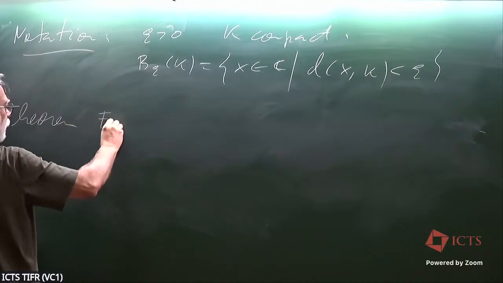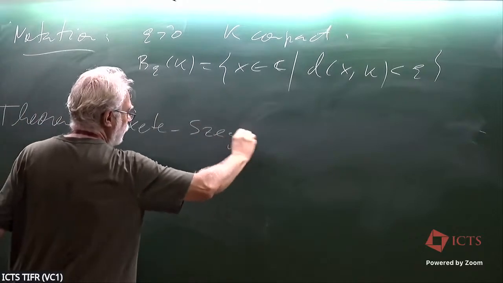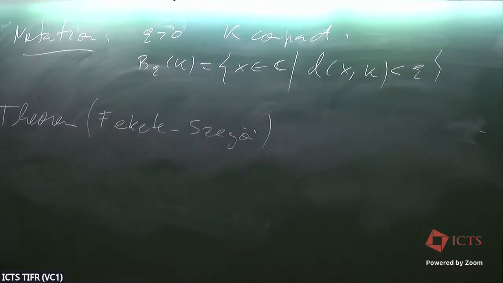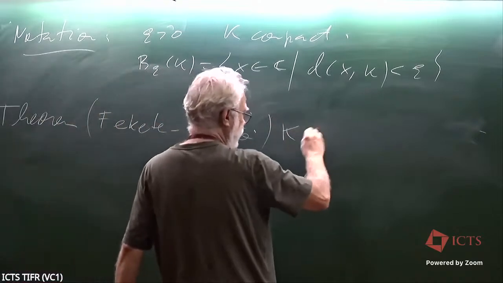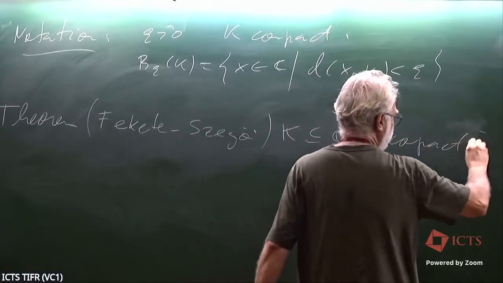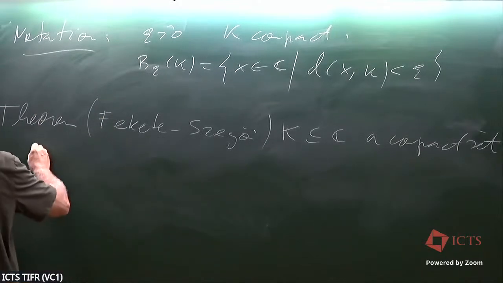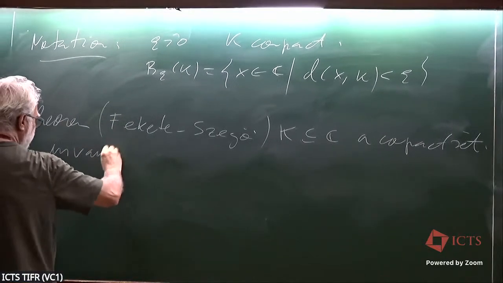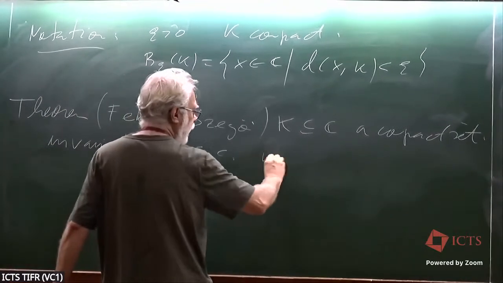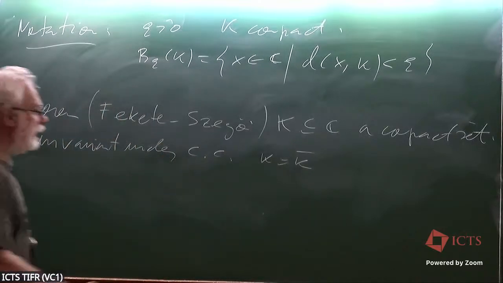by Fekete-Szego, that tells me the following thing. So if I have K inside C, a compact set, which is invariant under complex conjugation, so I need that K is equal to K bar in the sense of complex conjugation, then I have a dichotomy.